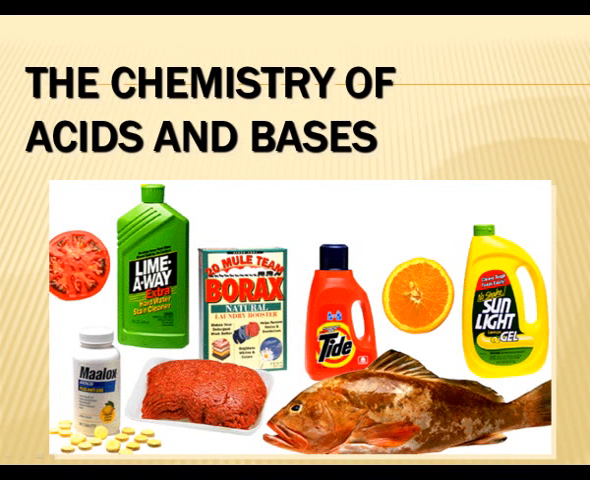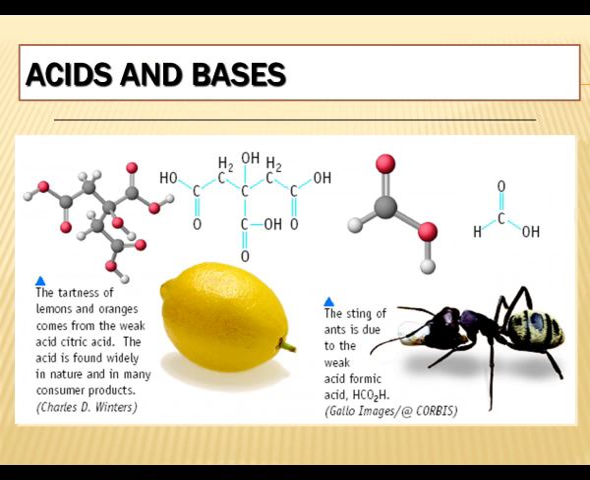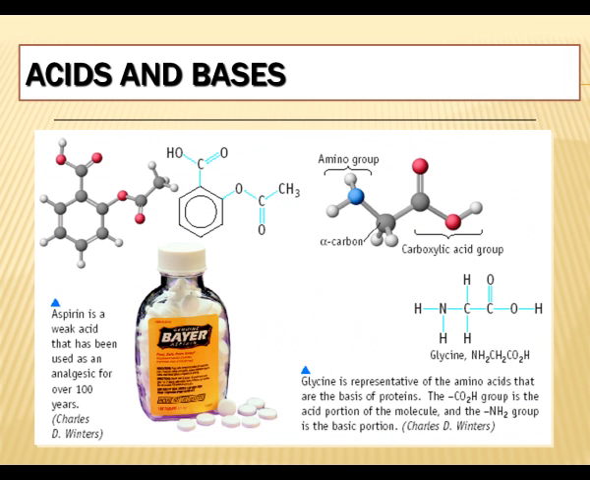This podcast is the first in a series on the chemistry of acids and bases. Acids are substances in our lives that are tart or sour, like lemons. And they also sting. For example, if you've ever had vinegar in a cut, you know what we're talking about. Ant stings, especially the fire ants, that's due to formic acid.